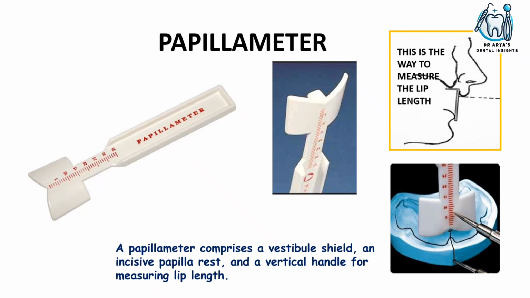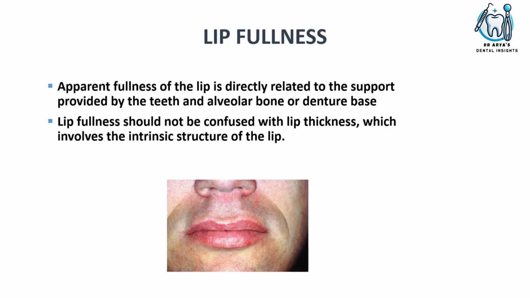Here is a device used to measure the length of the lip, and the device is the papillometer. It comprises a vestibule shield, an incisive papilla rest and a vertical handle for measuring lip length. Next one is lip fullness. Apparent fullness of the lip is directly related to the support provided by the teeth and alveolar bone or denture base. And lip fullness should not be confused with lip thickness, which involves the intrinsic structure of the lip.